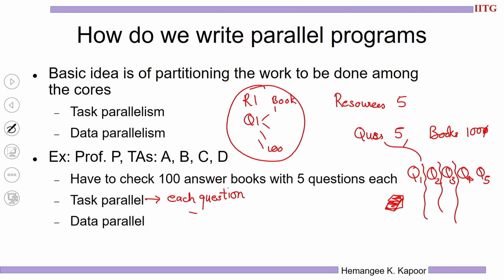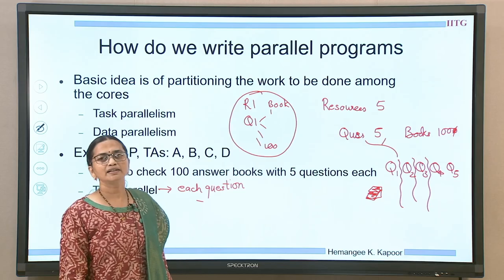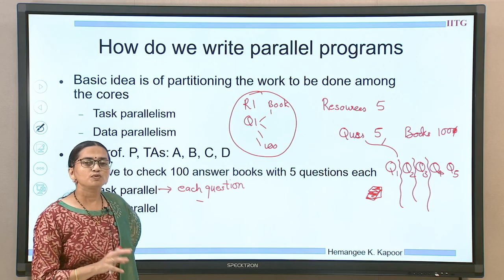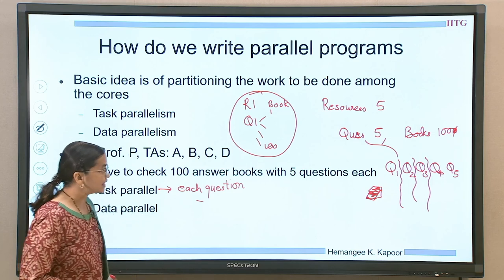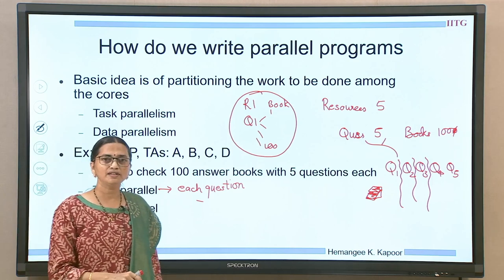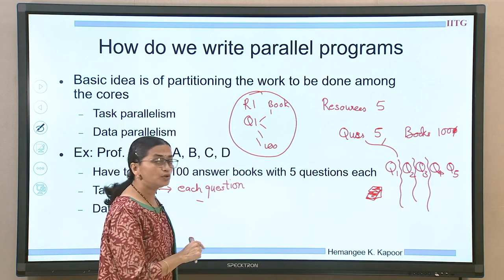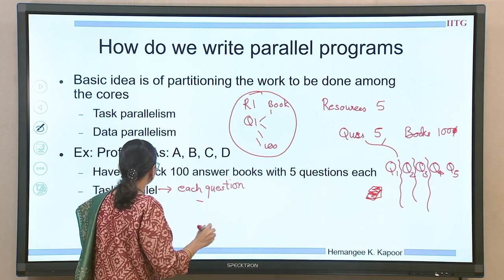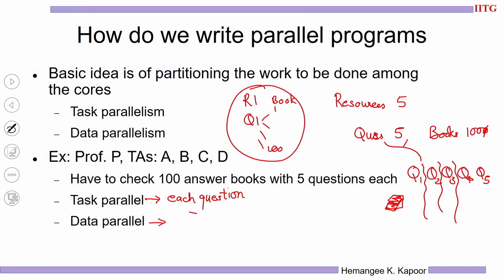Now, I think you must have already concluded what would be data parallelism in this example. You can pause the video and think for yourself if you haven't decided the method. All right, what is the other way of thinking? We have these answer books, right? For data parallelism, I can use the answer books. We have 100 answer books, and if I treat them as data, I have to divide the data across 5 resource persons.